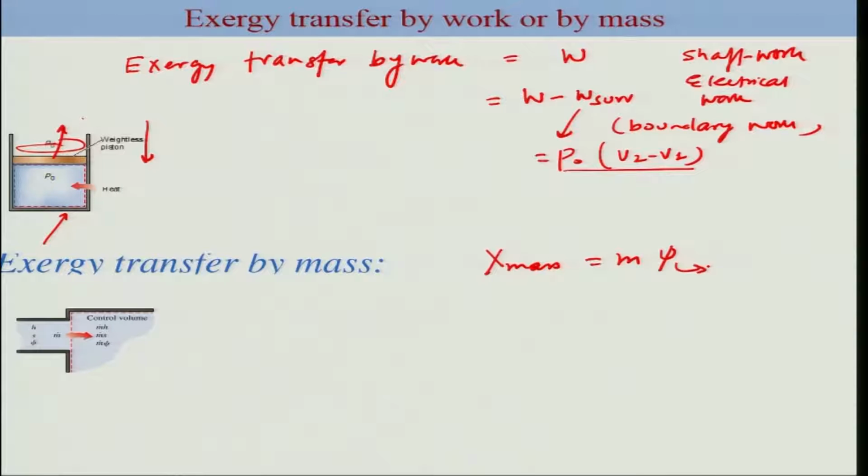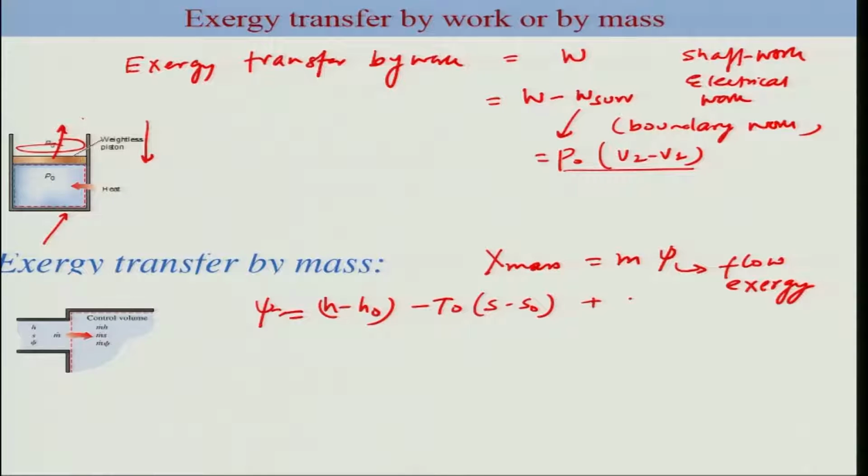This is nothing but psi, which is nothing but flow exergy. And psi is your h minus h0, as we have already derived or defined in the previous lecture. So this will be your enthalpy change minus T0 times the change in entropy, plus the kinetic energy term and the potential energy term. So that is for the unit mass case.